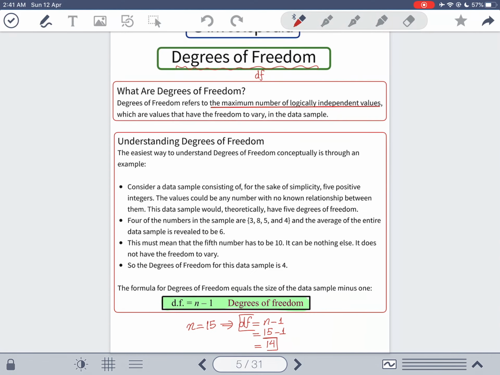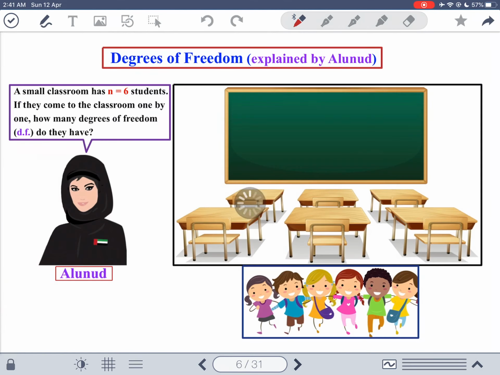There is an example that is given to you here. Please read it. I'll say this is an assigned reading for you. But Le'anud actually told me that there is an easier example for you to understand, so Le'anud is going to give you this example. This example is to understand degrees of freedom, what it means and why it is n minus 1. Suppose that you have a small classroom with 6 students.